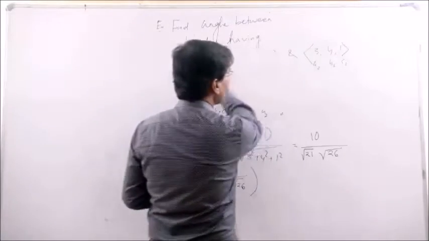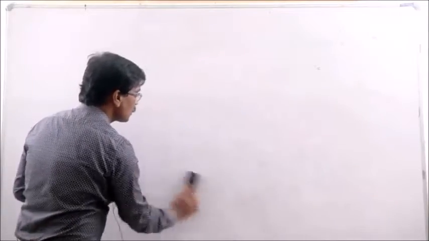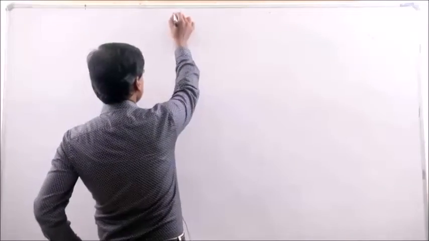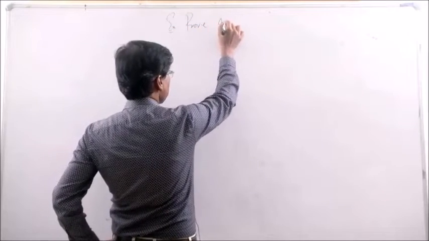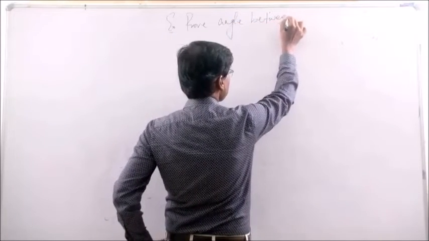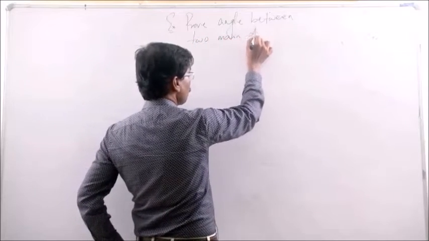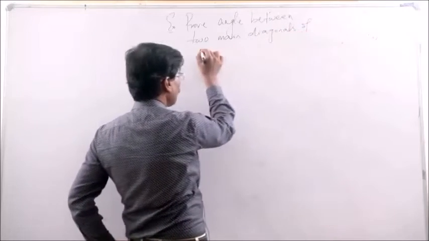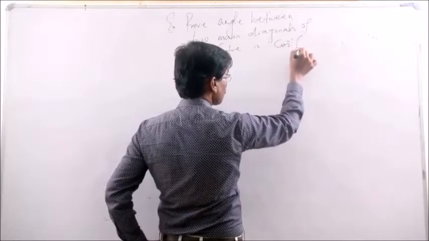So, you can have one more example which is mostly asked, that is, prove that angle between two main diagonals of a cube is cos inverse 1 by 3.